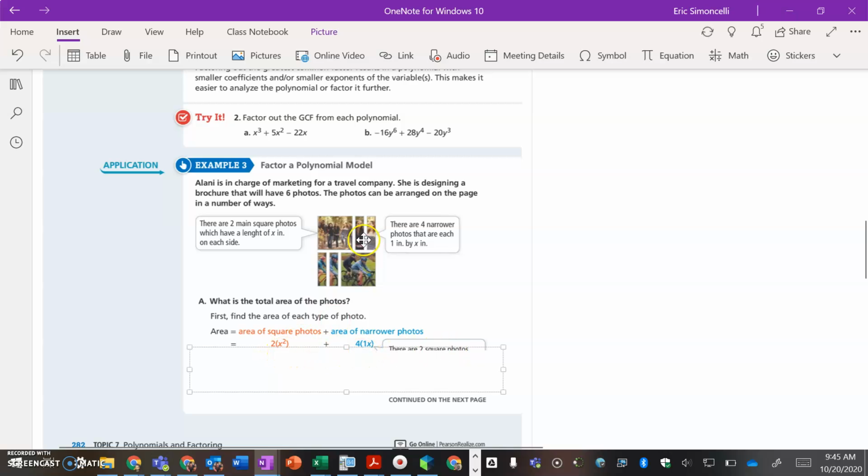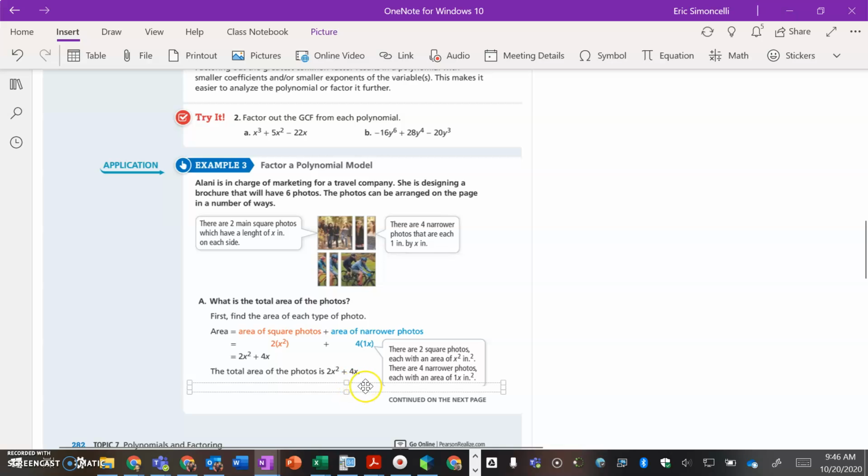So 2x squared, again, because there's 2 squares, we've got 2 times x by x, or of course x squared. Similarly, because we're talking about rectangles, it's length times width, we do 1x, because this is 1 by x, and because there's 4 of them, it's 4 times 1x. Again, 2 square photos, each of an area width by length x squared, inches squared, and similarly 1 by x for the narrower ones.